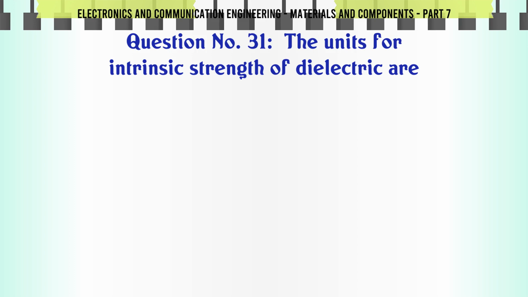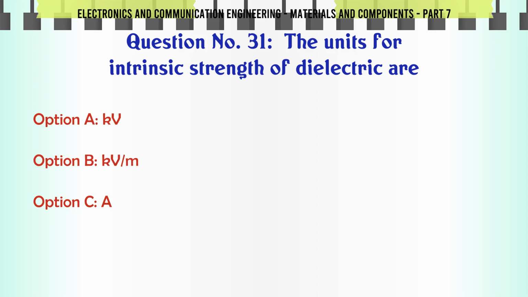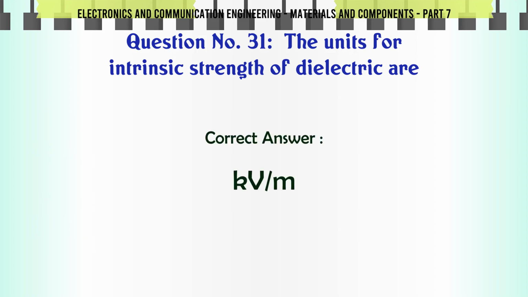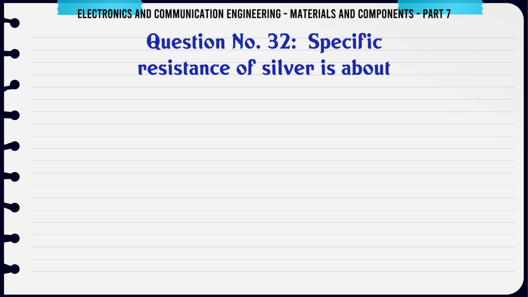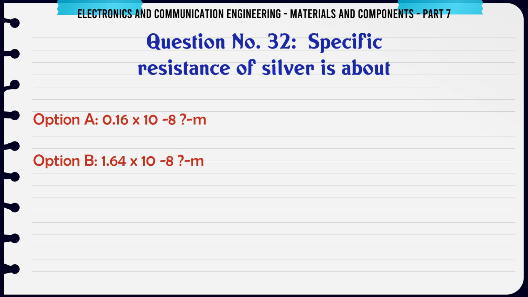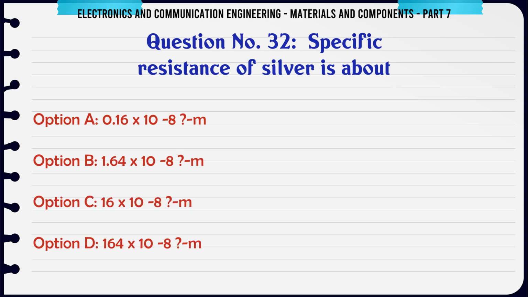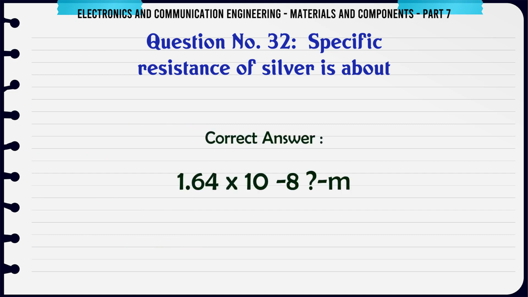The units for intrinsic strength of dielectric are: A. kV, B. kV/m, C. A, D. A/m. The correct answer is kV/m. Specific resistance of silver is about: A. 0.16 x 10⁻⁸ Ωm, B. 1.64 x 10⁻⁸ Ωm, C. 16 x 10⁻⁸ Ωm, D. 164 x 10⁻⁸ Ωm. The correct answer is 1.64 x 10⁻⁸ Ωm.